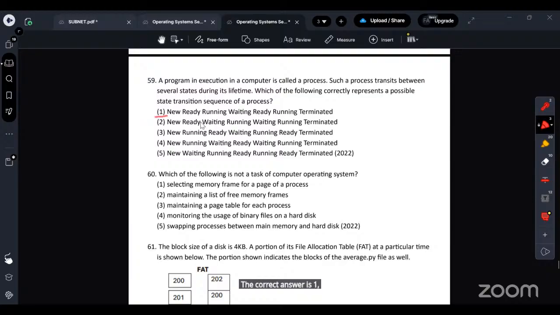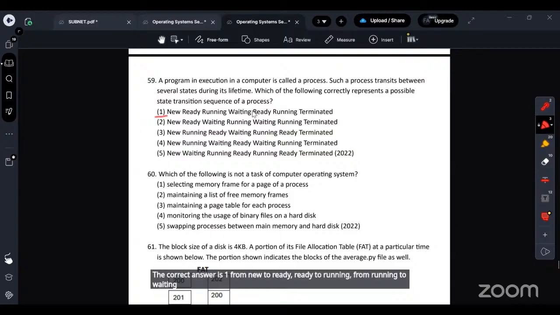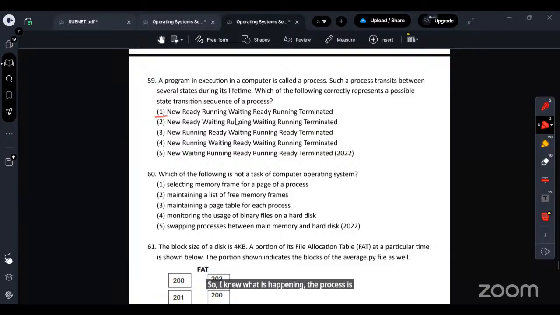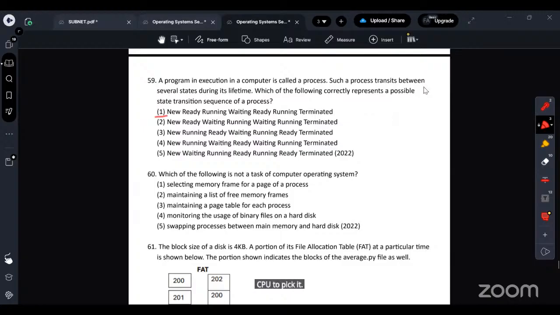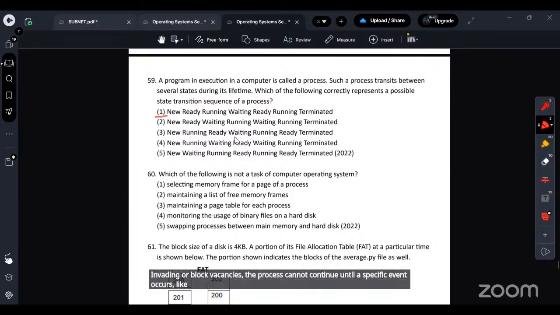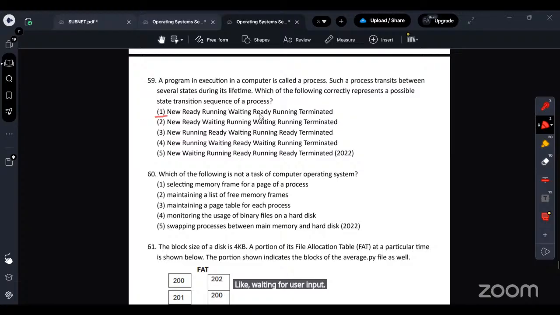From new to ready, ready to running, from running to waiting. So in new, what is happening? The process is being created. In ready, the process is loaded into memory and is waiting for the CPU to pick it. In running, the CPU is currently executing the process instructions. In waiting or blocked, the process cannot continue until a specific event occurs, like waiting for user input, right?